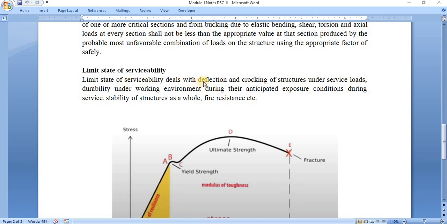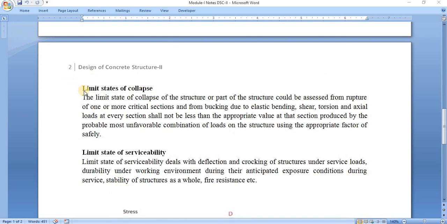Limit state of serviceability I have already explained. It deals with cracking of structure under service loads, durability under working environment, and anticipated exposure conditions during service. Whatever exposure condition occurs during the service period of any structure is covered by limit state of serviceability. Now our focus will be on limit state of collapse. Specifically in limit state of collapse, we are going to study torsion.